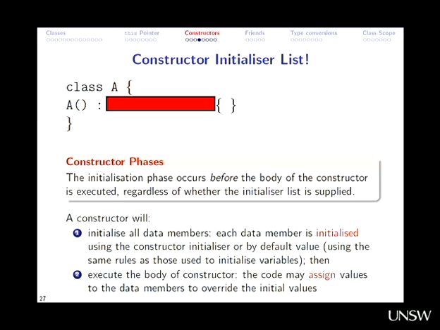So it happens before the body of the constructor runs, and it happens regardless of whether you make it happen or not. And the constructor will initialize all the data members. And each data member, as you saw on the previous slide, is initialized using the constructor initializer or the default value, using the same rules that we saw above. Once it's done that, then the body of the constructor is executed, which might assign values and override initial values. So it's really important to do this initializer list.